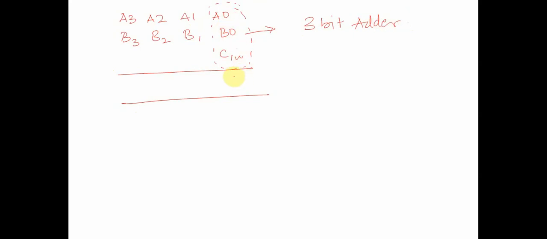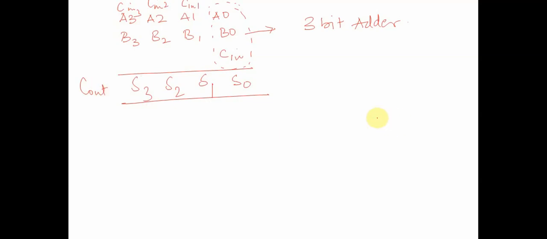Once we add this, we will have some result S0, then we will have a C in 1. Again, once we add, we will have something like S1, then we will have C in 2. This will be S2, then again we will have something like C in 3. This will be S3, and then output will be C out, right? So can we implement a 4-bit adder?